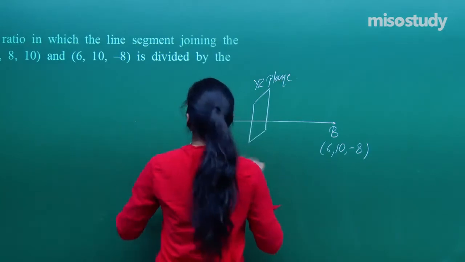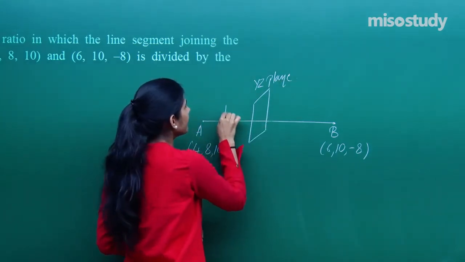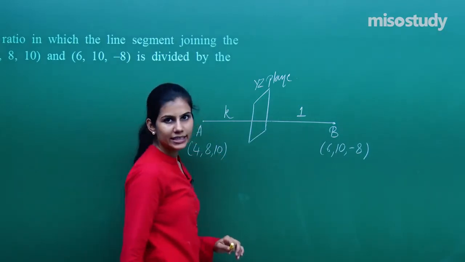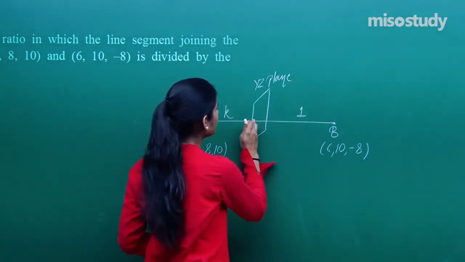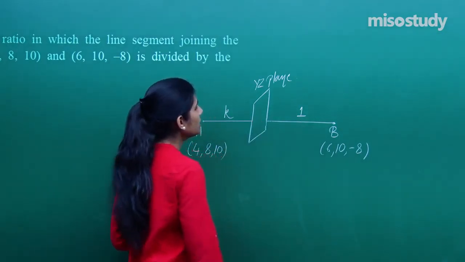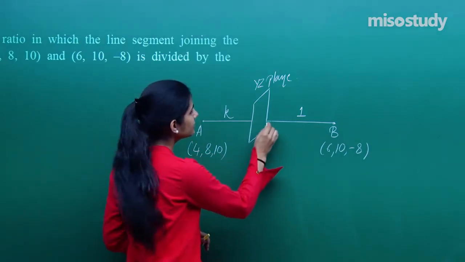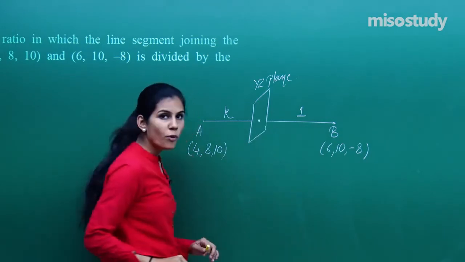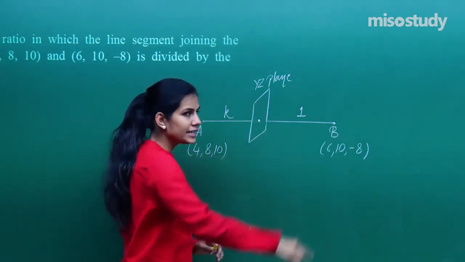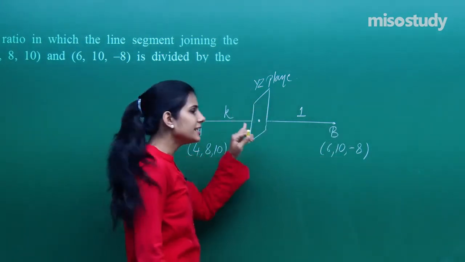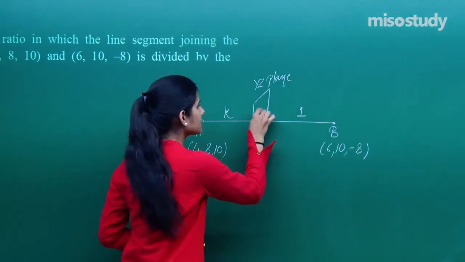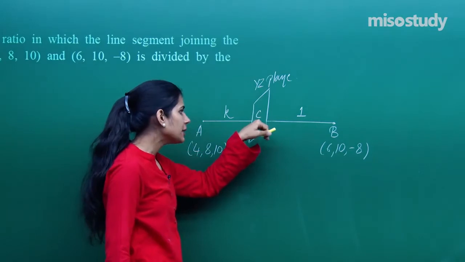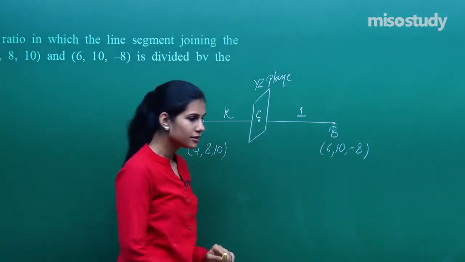YZ plane in which ratio? Suppose YZ plane is dividing it in the ratio k is to 1. That means if YZ plane is dividing this in the ratio k is to 1, the point where this plane is meeting this line segment is the dividing point. Suppose this is that dividing point, C. This is the point which is lying in the plane as well as in the line.